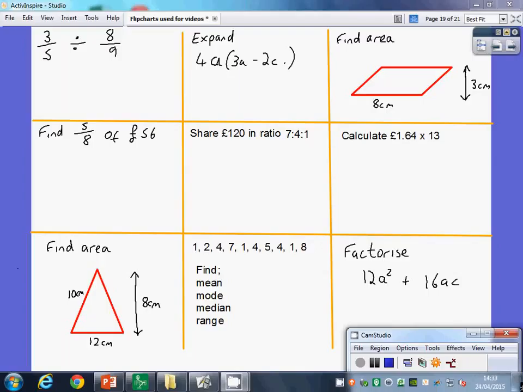Hello again, Year 11. So this is the 7th revision activity now. So again, we've got 9 boxes. I was hoping to get a special guest, Jake, to come in and answer some of the questions for me today, but unfortunately he can't make it. So you're going to have to listen to me, I'm afraid.